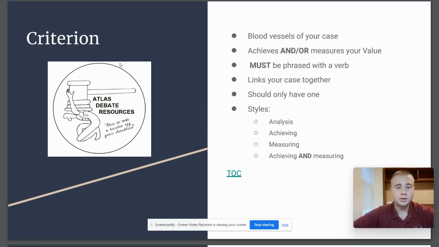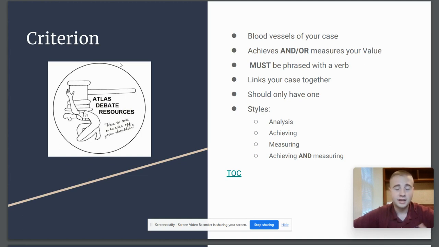So moving right on is the criterion. The criterion would be the blood vessels of your case. So your heart is pumping out the blood, but the criterion is sending that blood everywhere it needs to go. Criterion, as you note in the bold, achieves and or measures your value. It doesn't have to do both. It can do one or the other.